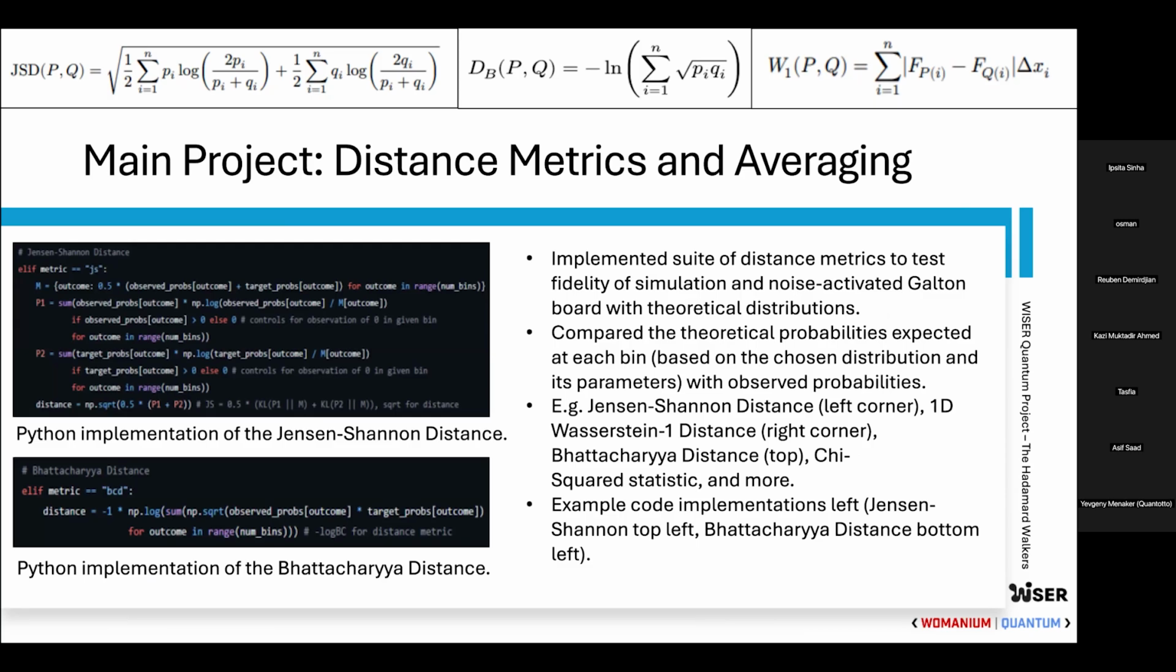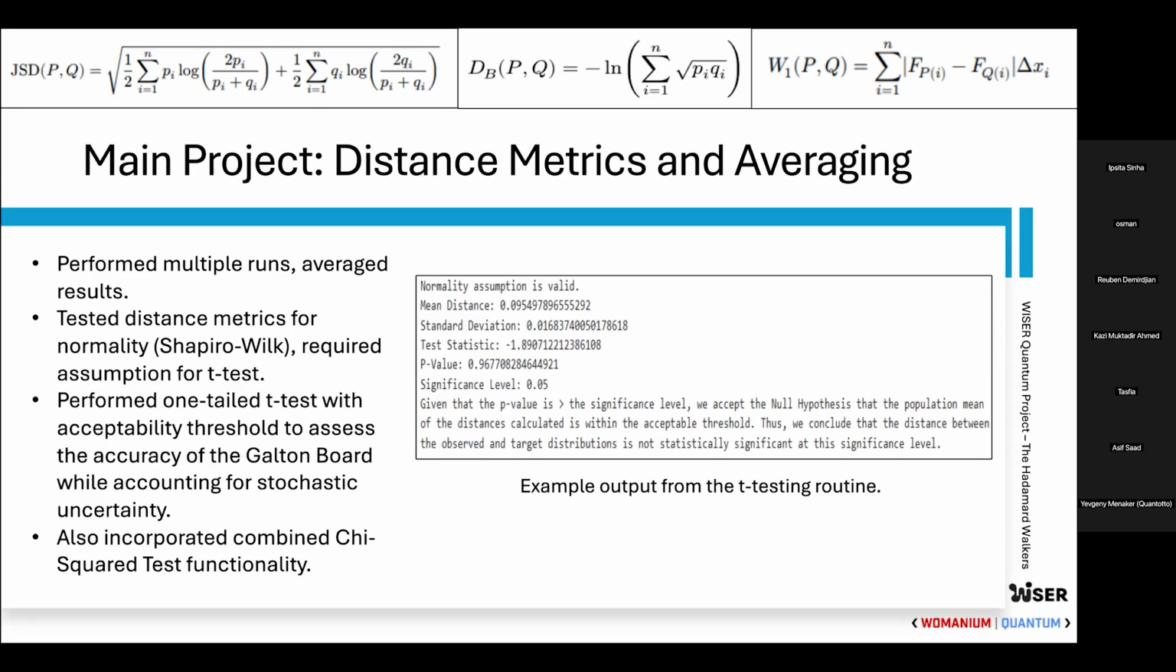In order to account for stochastic uncertainty, we performed multiple runs and averaged the results, which allowed us to eliminate the random noise on each run. We tested the metrics at the end for normality using a Shapiro-Wilk test. This is important because it's a condition for a t-test. We then decided to use a one-tailed t-test with a variable acceptability threshold to ensure that we could assess the accuracy of the quantum Galton board while accounting for stochastic noise. This was implemented quite successfully.